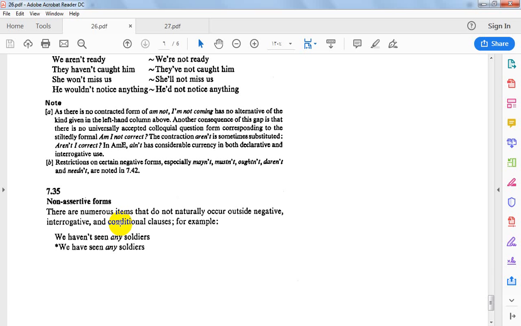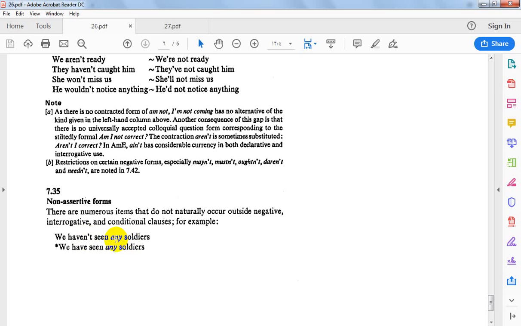You cannot use yet or already in negation form. Let us see, for example, we haven't seen any soldiers. You see, this sentence is negative. That's why I put any. You cannot say you haven't seen some soldiers. It will be ungrammatical, because you have not here.